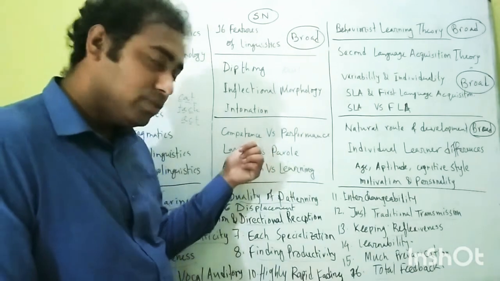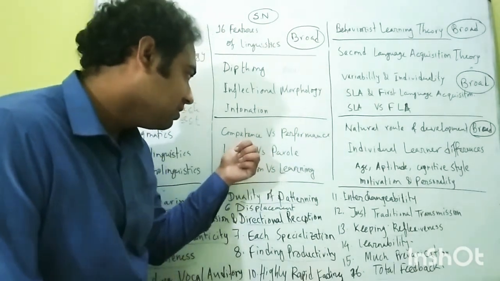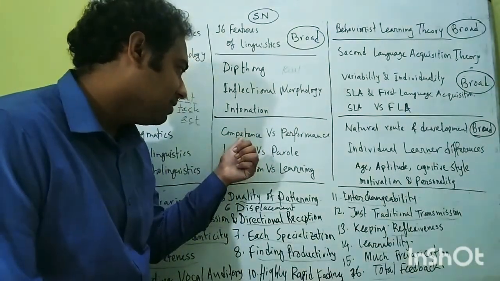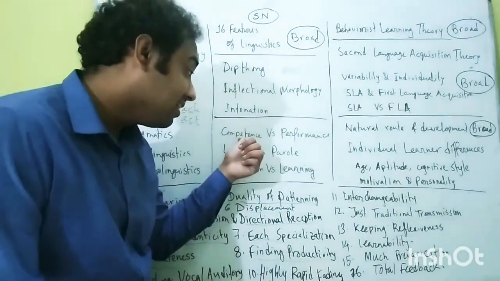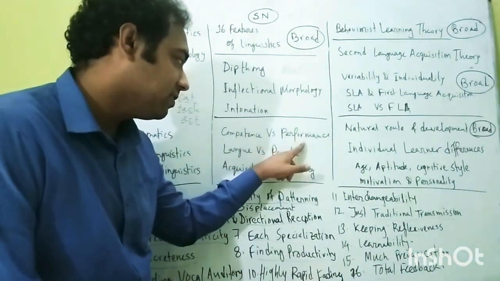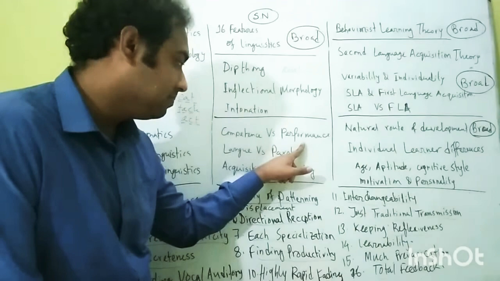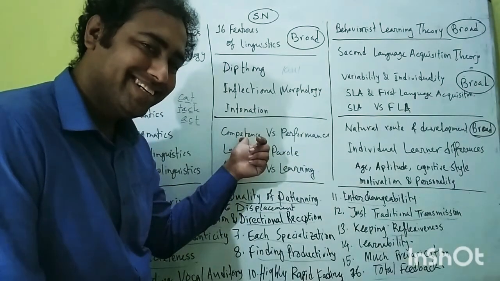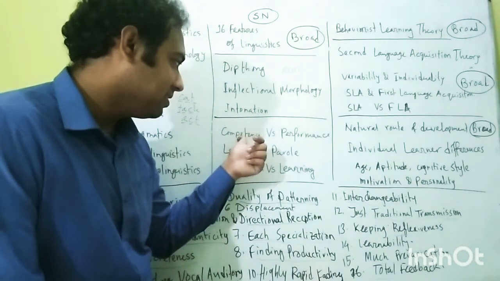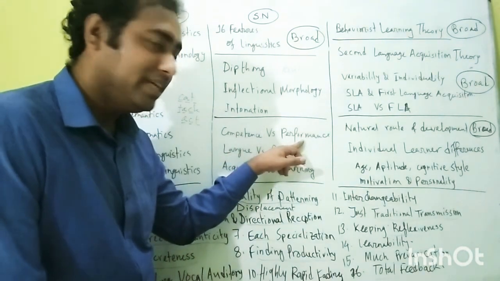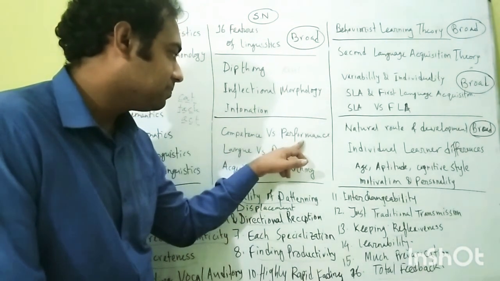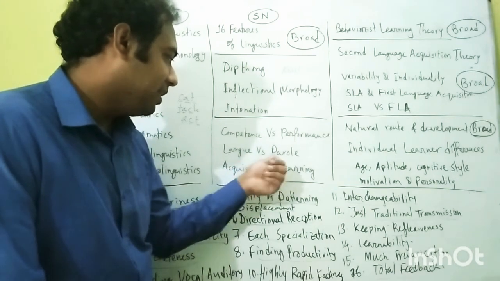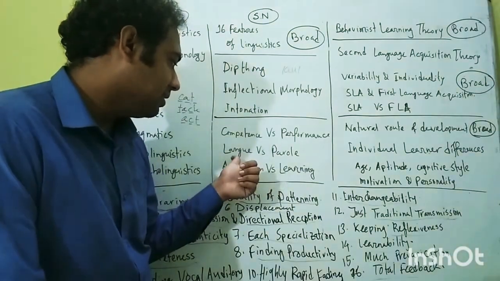Competence and performance, which I have already discussed. Competence is referring to internal skill, and performance is referring to external skill. Suppose you have the ability to write, so this is competence, and you have the ability to speak, this is performance.